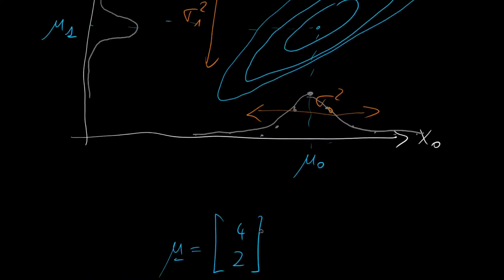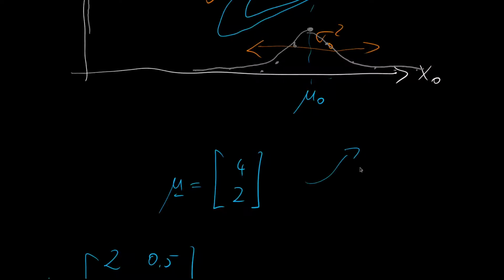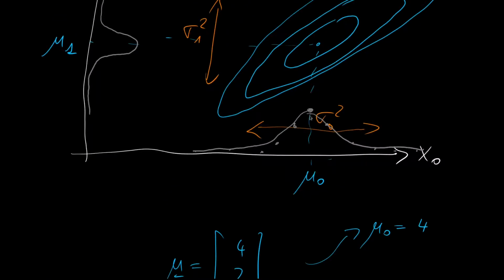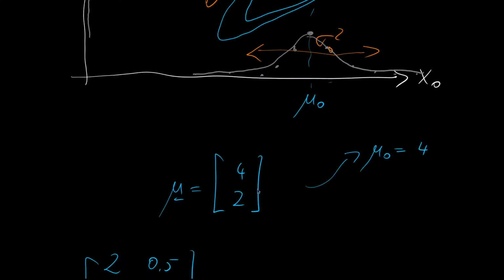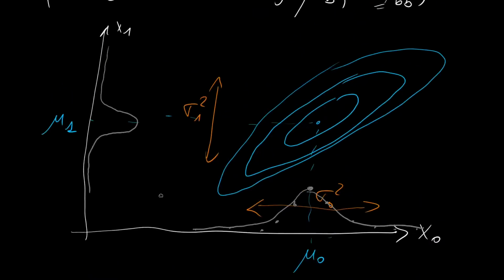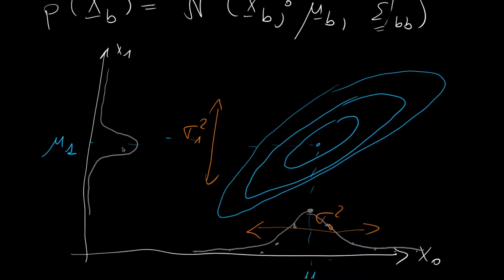Based on this, we of course know that our mu0 will be 4. And I hope this makes sense because the univariate normal distribution is then also centered at this mu0 here. And for this, we then have mu1 at 2. So we have our univariate normal here also centered at mu1.